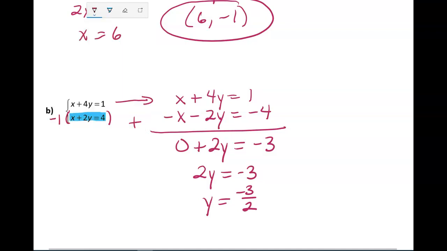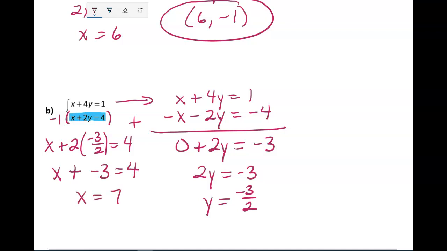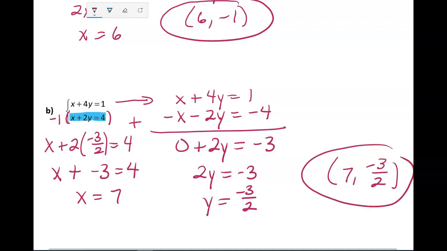So x, the variable we haven't solved for yet, plus 2 times y, which is -3/2, equals 4. So 2 times -3/2 is -3, so x plus -3 is 4, and then adding 3 to both sides, x is 7. So it looks like we have an ordered pair of x equals 7, y equals -3/2. Make sure again to write your ordered pair with parentheses around it.